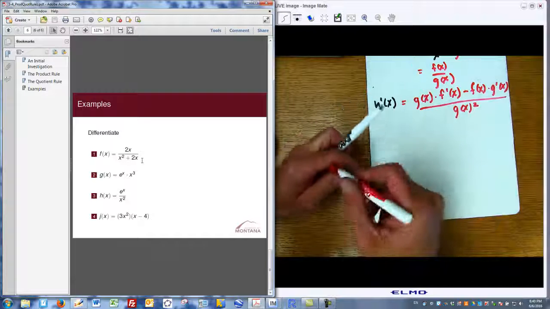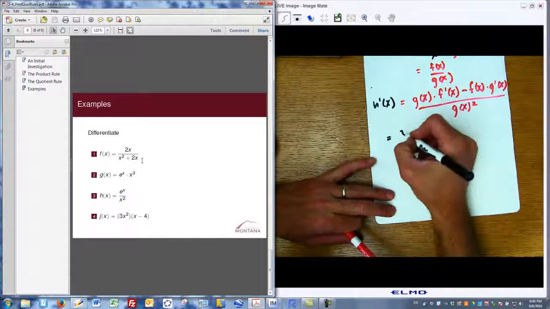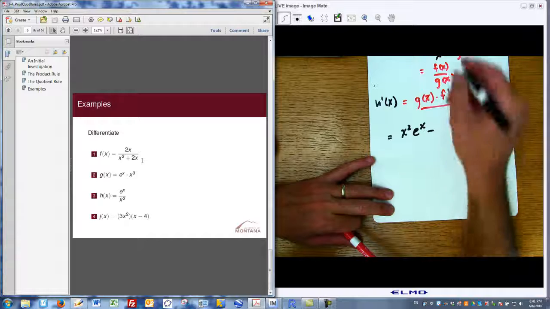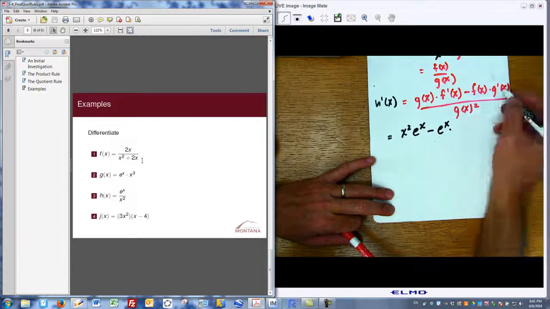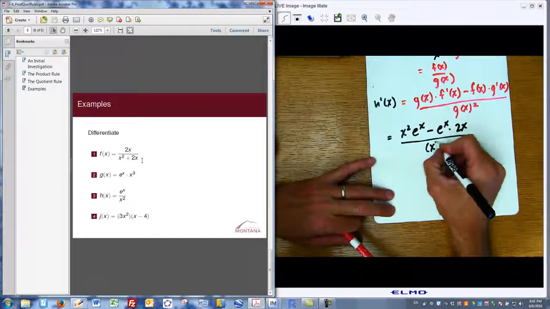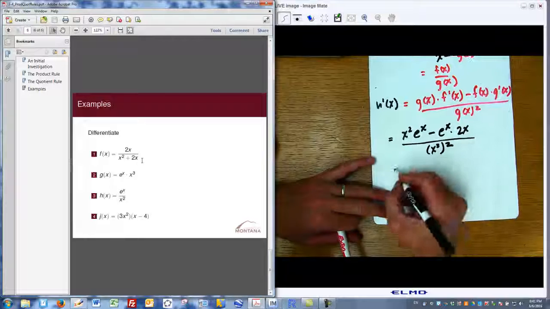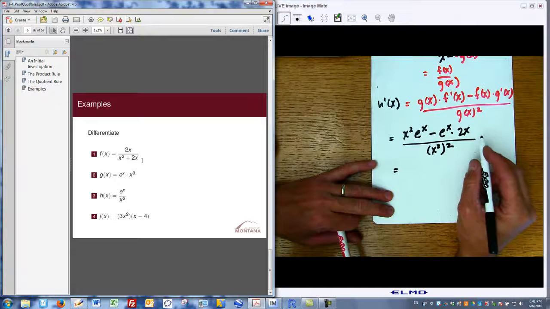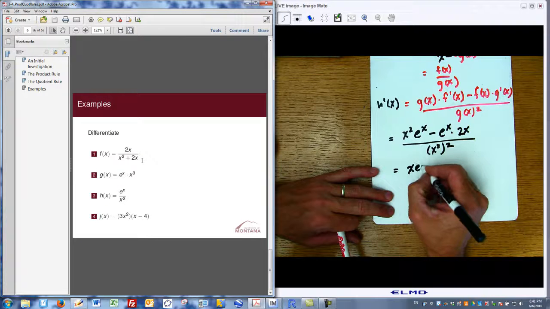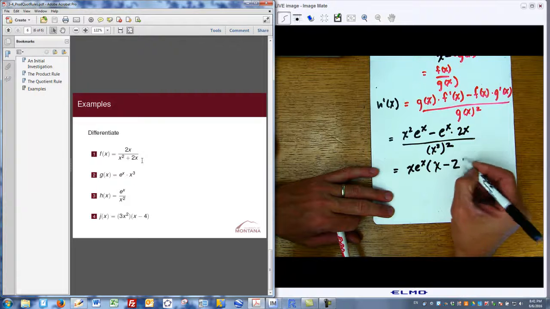Let's go ahead and fill it in. So we would have g of x, x squared, times f prime of x, e to the x, minus f of x, e to the x, times g prime of x, 2x, all over x squared squared. So now again, it's just a simplification problem. I see that there's an x and e to the x in both of the two terms on top, so I'll factor that out. x e to the x. What I'm left with is an x minus 2.